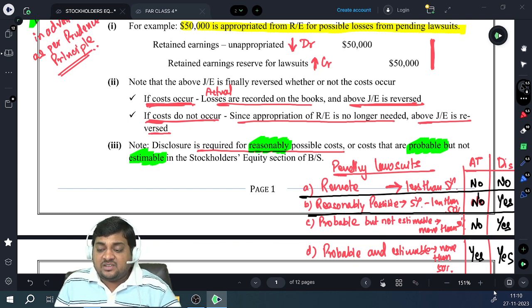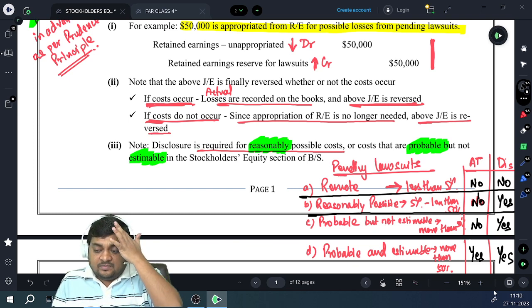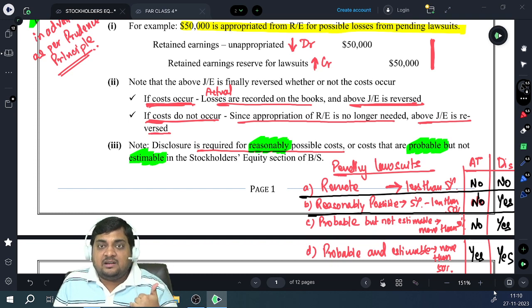Like if the chances are very less, then accounting treatment is not required. Disclosure is also not required. 5 to 50%, no accounting treatment, but disclosure is mandatory. More probable means more than 50%. The chances of losing is more than 50%. So I need to create a provision for the same. However, is the amount estimable? No. So you cannot do any kind of accounting treatment, but it needs to be disclosed.